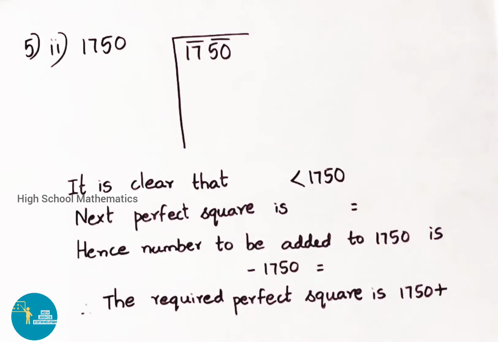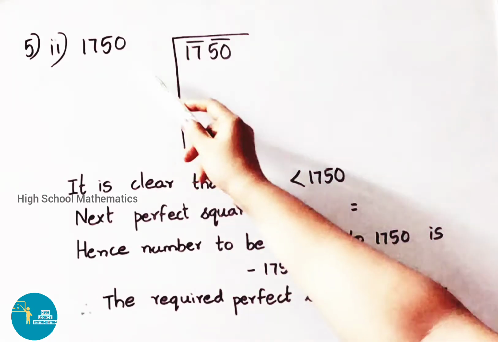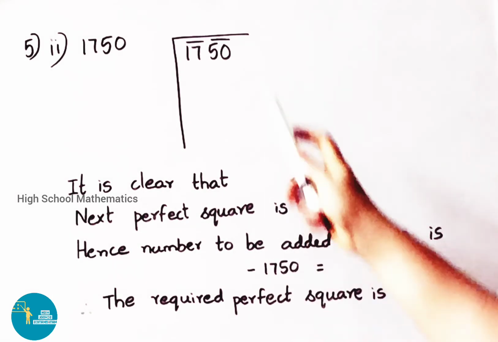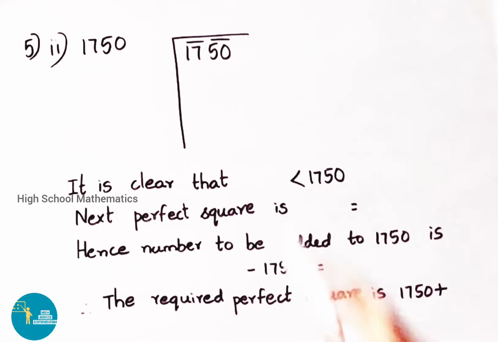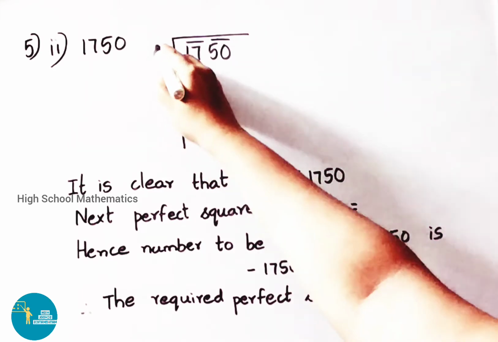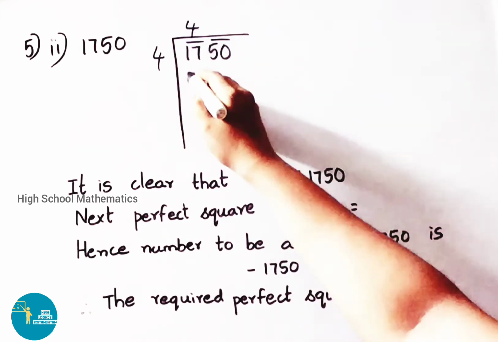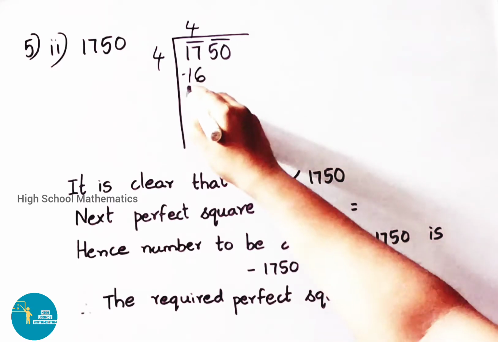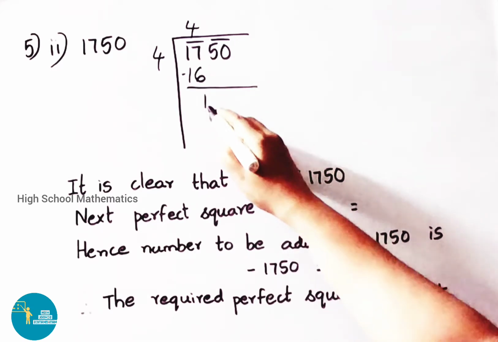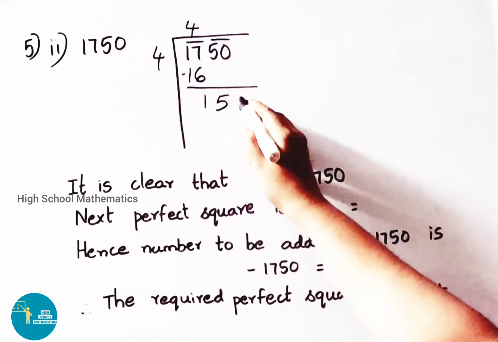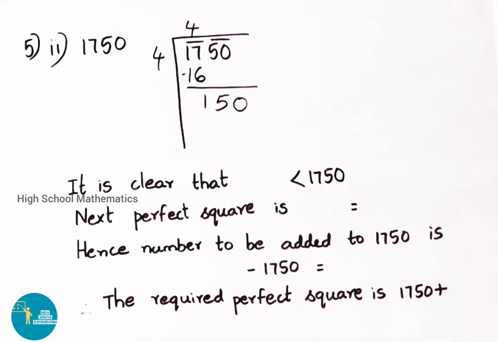See now fifth question, second sum. 1750. Find square root for the number 1750. We have written the given number in pairs. Now let us take 4 square. 4 4s are 16. 17 minus 16, we get remainder 1. Write the next two digits. Now the number is 150.